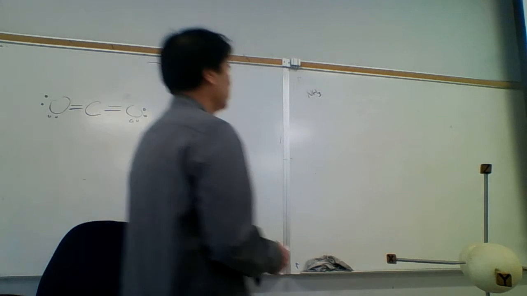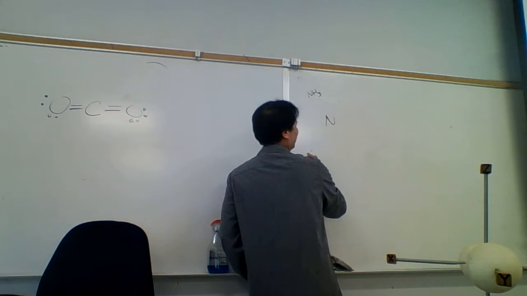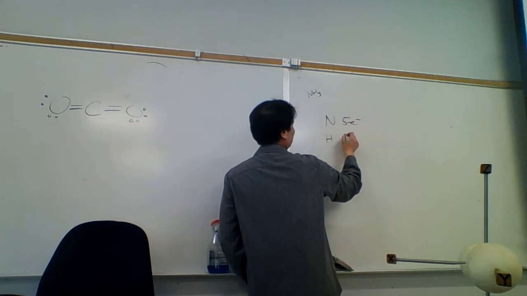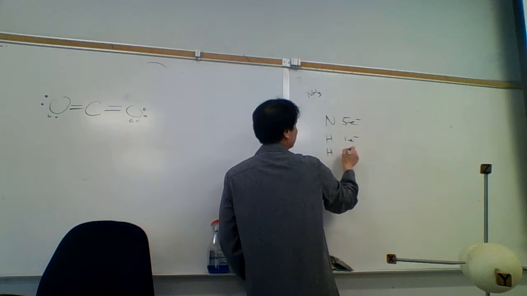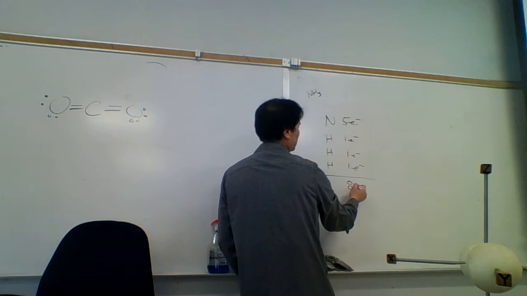So we'll just do a quick progress check here. Nitrogen has how many valence electrons? 5. Hydrogen has 1. So we got 3 hydrogens. Is there any charge? No charge, so we got 8 electrons.